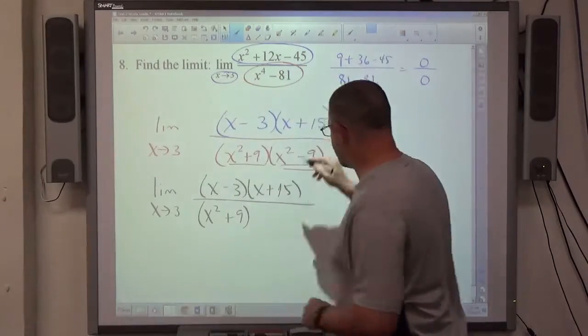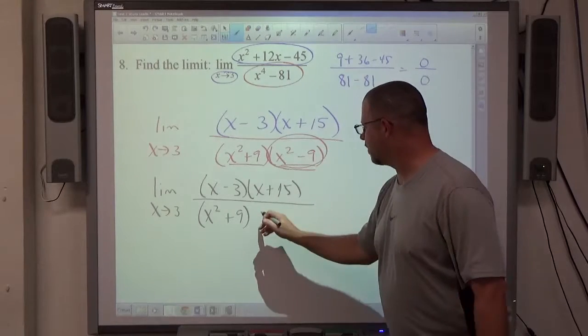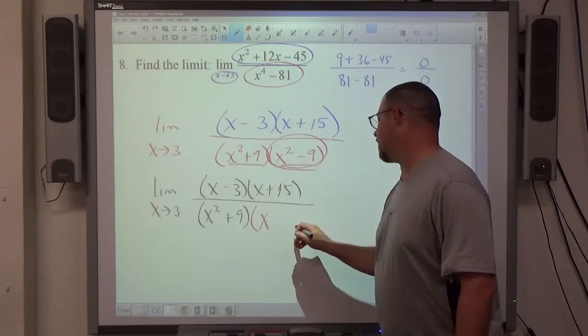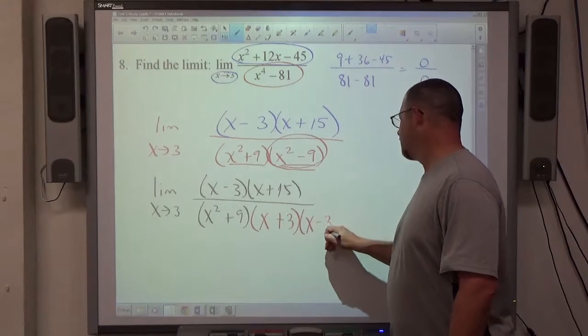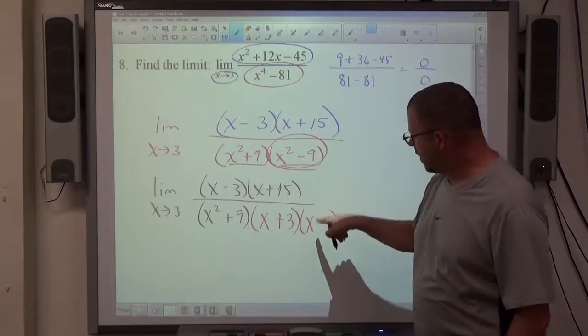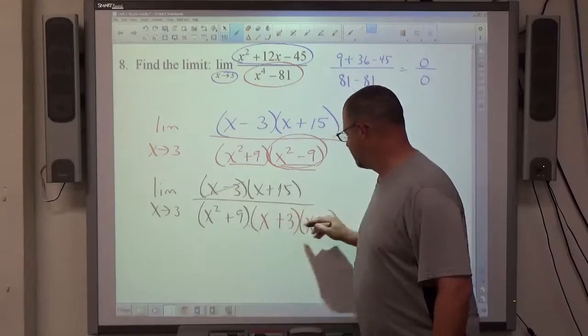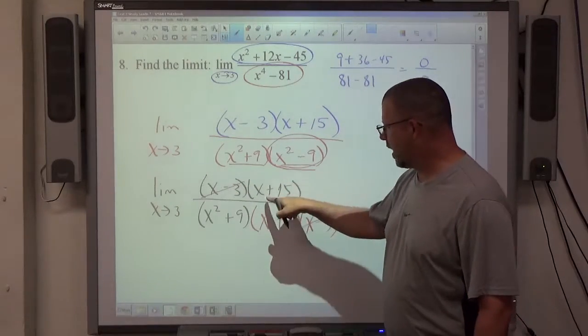But then x squared minus 9 is going to factor as a difference of squares. The square root of x squared is x, square root of 9 is 3. We do square roots as a sum and a difference. And notice now this cancels with that, and we're left with x plus 15.